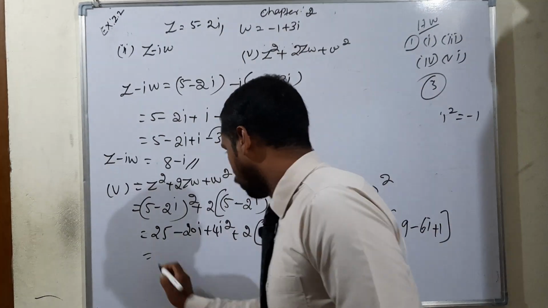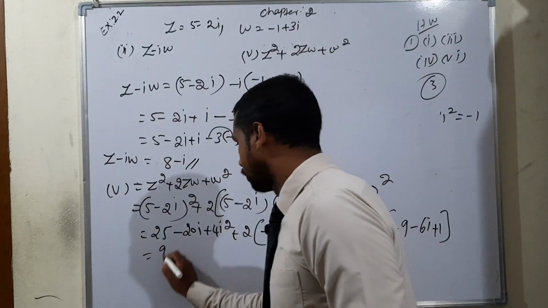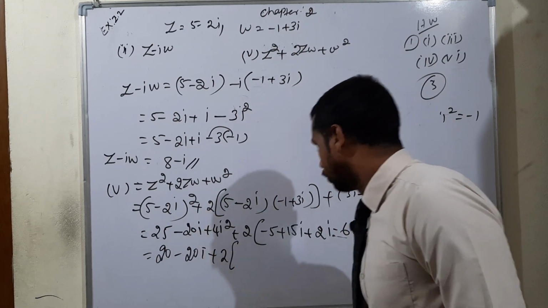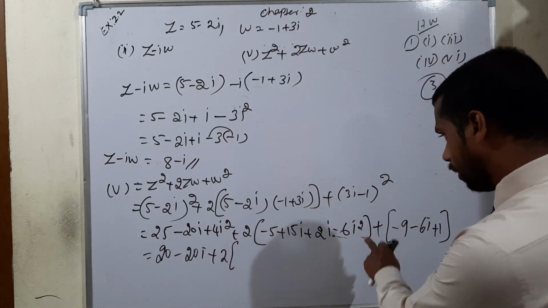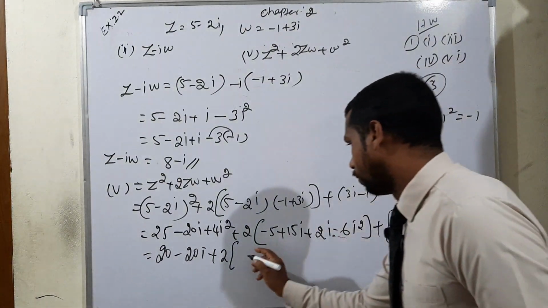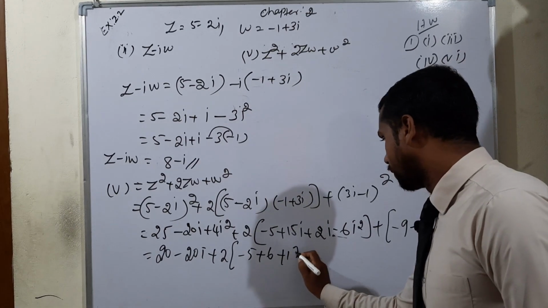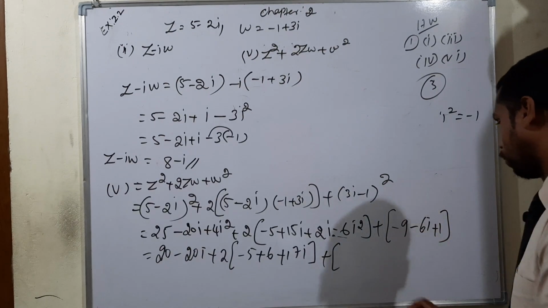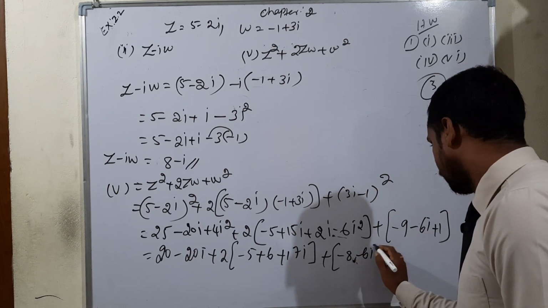Now look at there, first one, i square means minus 1. So we can write now minus 4. Therefore 25 minus 4 means 20, minus 20i. Next condition, plus 2, inside what will happen? Look at there. So minus 5. Here i square is there, so i square means minus 1. So minus 1 into minus 6 means positive 6 will come. Therefore minus 5, positive 6, plus 15i plus 2i, we can write now plus 17i. Last condition, plus minus 9 plus 1, minus 8 minus 6i, isn't it? Minus 6i.